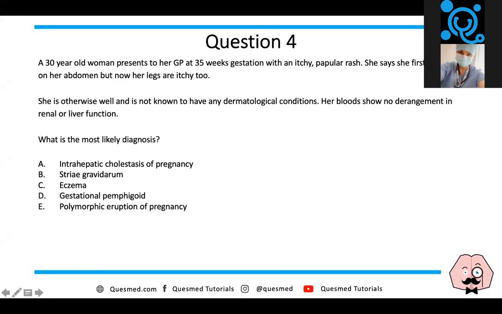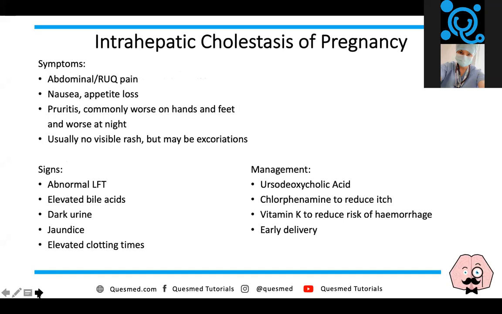So let's think about some pregnancy skin stuff. So let's start by thinking about intrahepatic cholestasis of pregnancy. And this is often just referred to simply as obstetric cholestasis. So this happens when bile acids build up, and this causes abdominal pain, nausea, appetite loss, and pruritus, so itching.